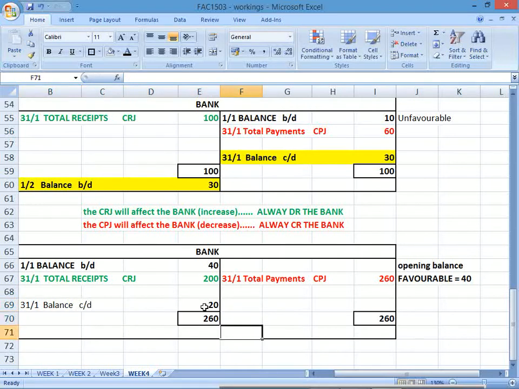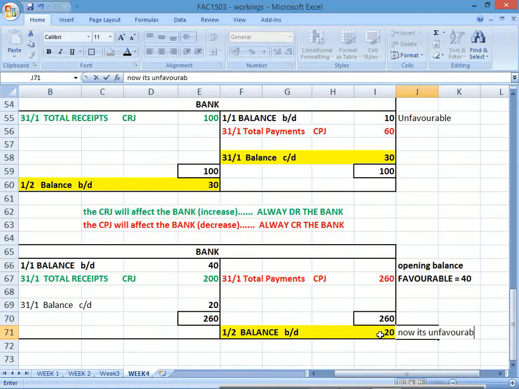Okay, it must be carried down onto the credit side. Okay, so the balance that you have at the end must be here. Because if you think about it logically, is the bank balance still favorable? No. Now it's unfavorable. Because you started with 40 Rand in the bank, you received 200, you paid 260, now you're owing the bank 20. Okay, that's just logic, basic logic. Okay, just going back and thinking about it. Okay. Right, and that's what you would have done.